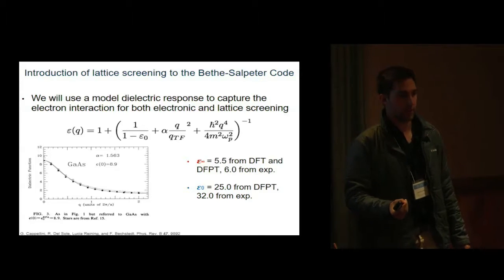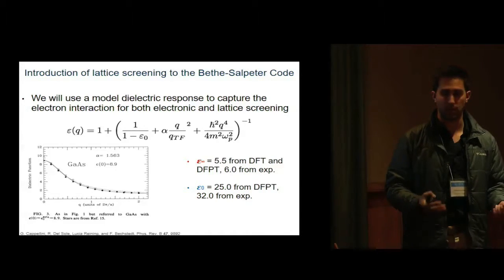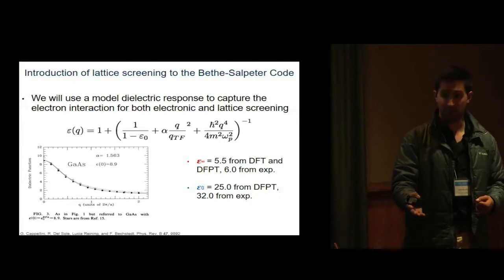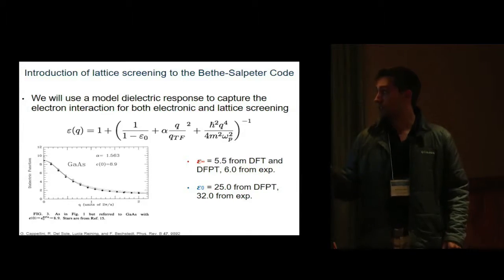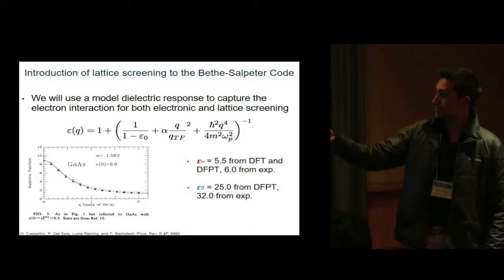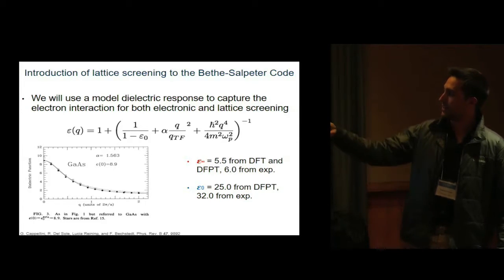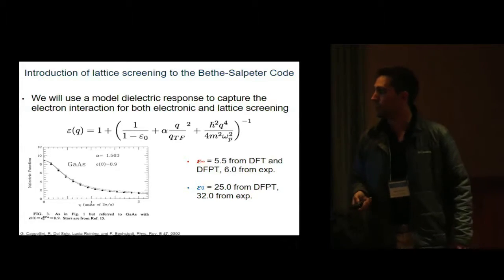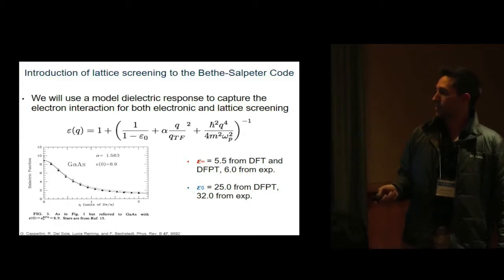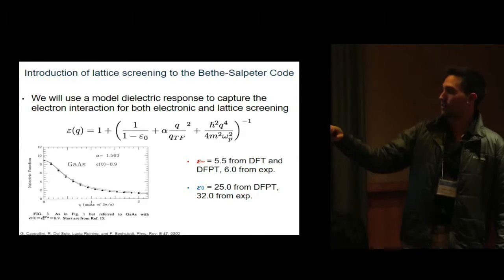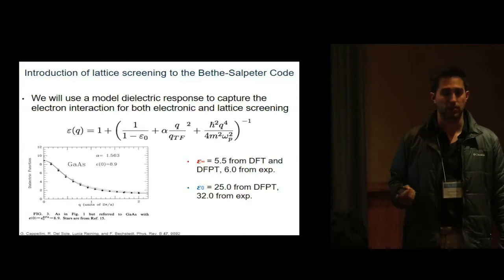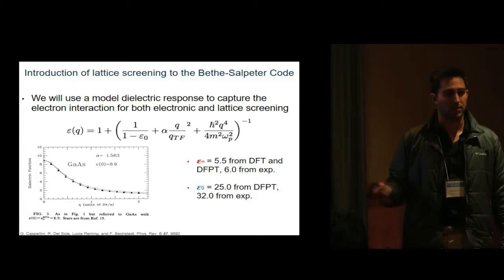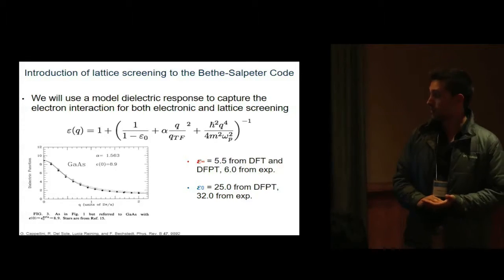And so what we're going to opt to do is apply a model dielectric function that we actually use for the electronic response when we usually run Bethe-Salpeter equation, like we did when we got that failure before I showed you. And we're going to use the lattice response instead of the electronic response. So normally here we would plug in epsilon infinity, which is 5.5 from our DFT calculations. And then we have epsilon 0, which is 25 or 32 from experiment. And we're going to go ahead and pick 32. Since we're using a model dielectric function, this is kind of a proof of concept at this point. So let's see what happens.